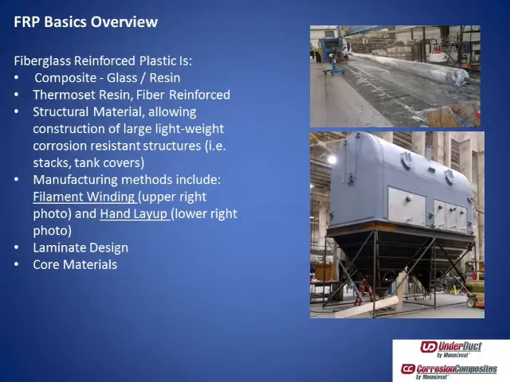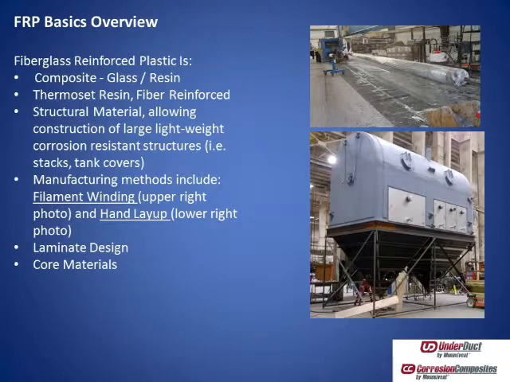Fiberglass is a structural material versus the thermoplastics. It allows us to build large, lightweight, corrosion-resistant structures, such as stacks, tanks, covers, etc. Manufacturing methods that we use are filament winding, like in the upper photo on the right, and hand layup, like the lower photo.